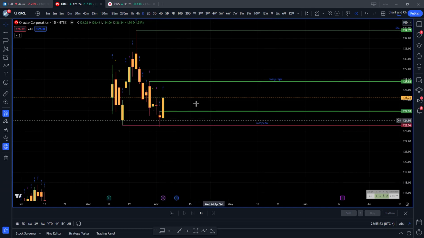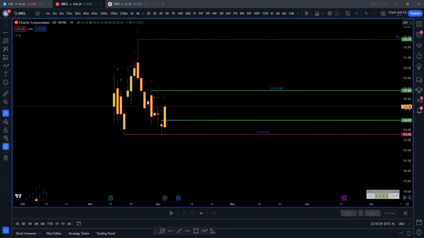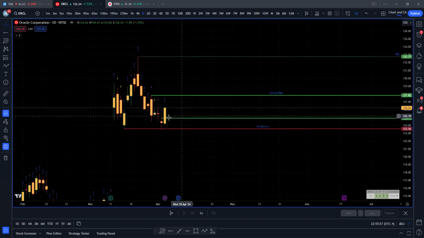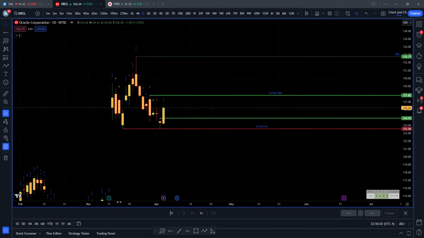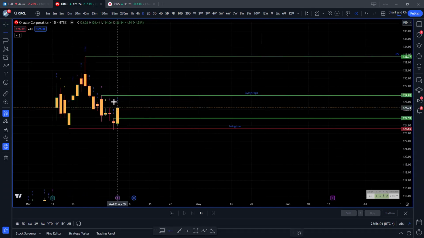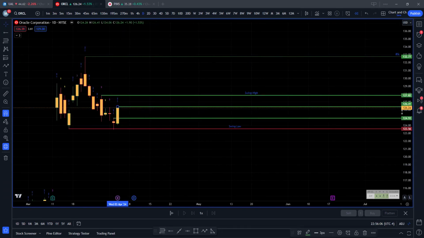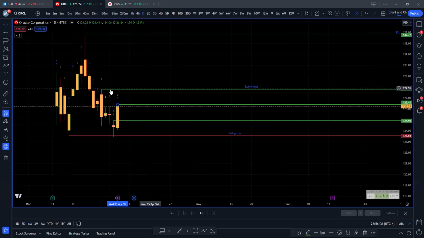Appreciate it. Now what we're looking for, if you're in this trade already, we displaced above. We got a 3-2-2 rev strat back to the upside. What we're looking for now is the next candle to trigger at 126.41, targeting internal range liquidity at 127.82.